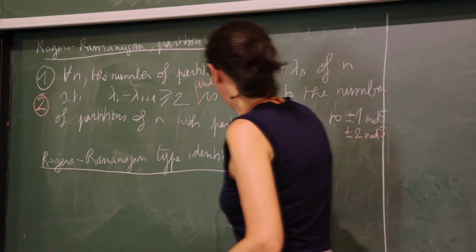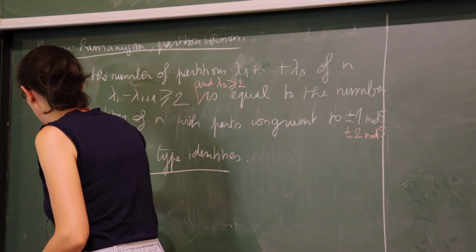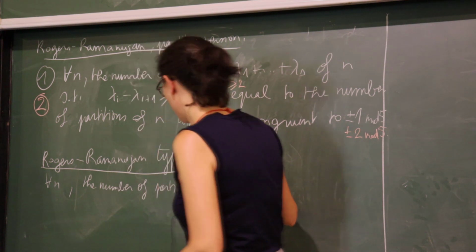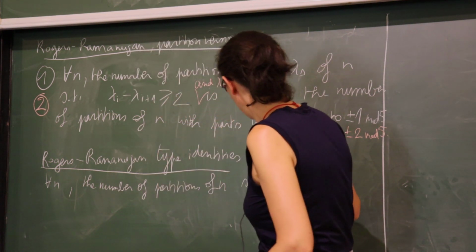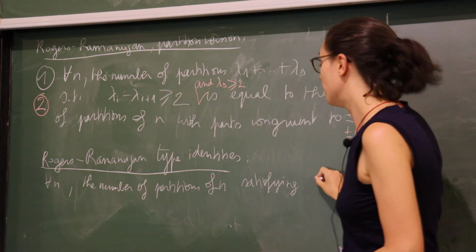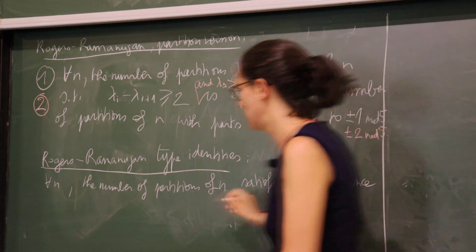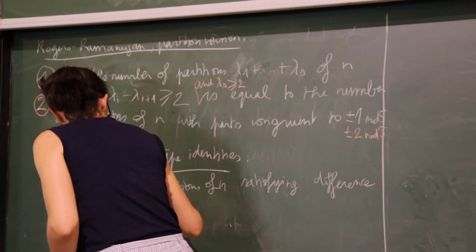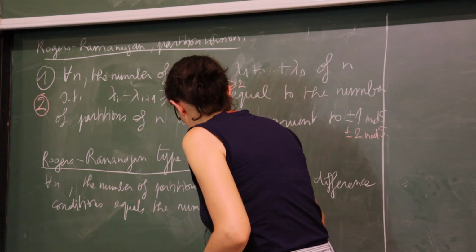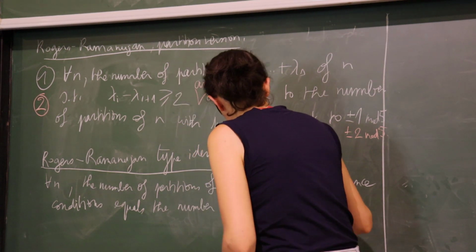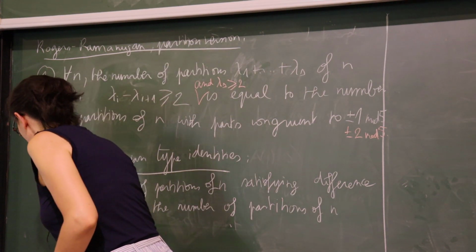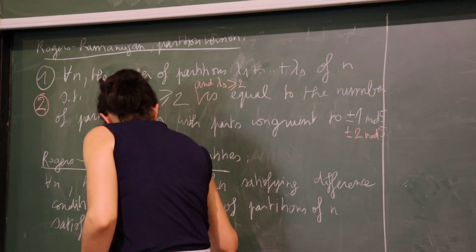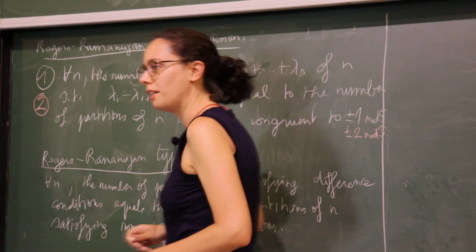So it's something in the shape: for all n, the number of partitions of n satisfying, I will write it in the same order, difference conditions equals the number of partitions of n satisfying some congruence conditions.